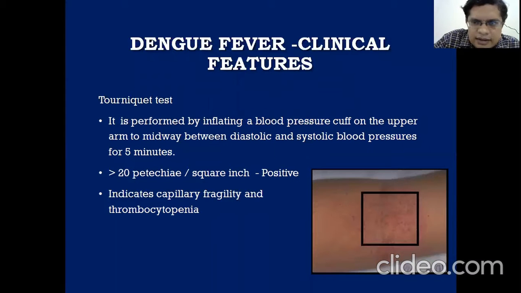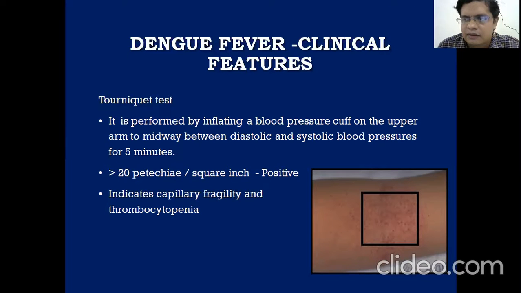So next is the clinical test which you do to determine whether the patient has capillary fragility or microvascular instability: the tourniquet test. It is a bedside test which is readily available. It is performed by inflating the blood pressure cuff on the upper arm to midway between the systolic and diastolic blood pressure and keeping it for 5 minutes. Then remove the cuff and look at the skin under the cuff to identify petechiae.